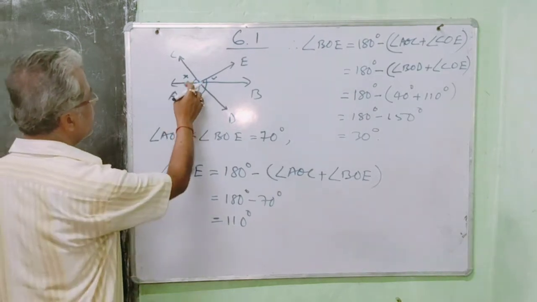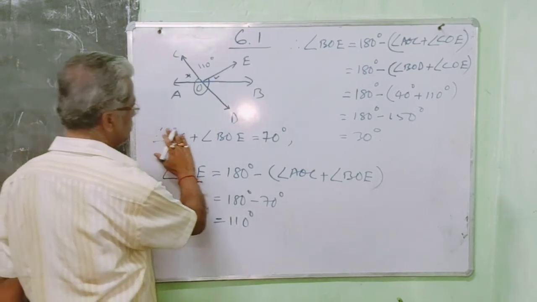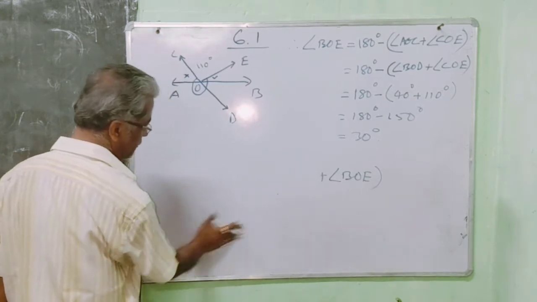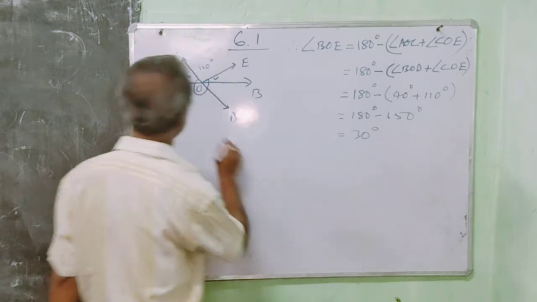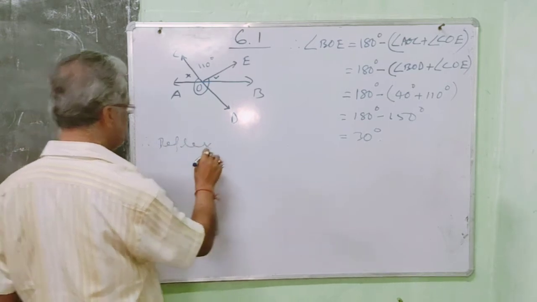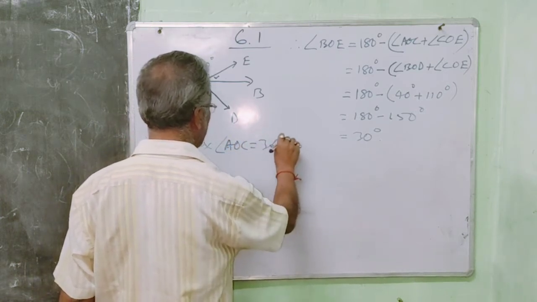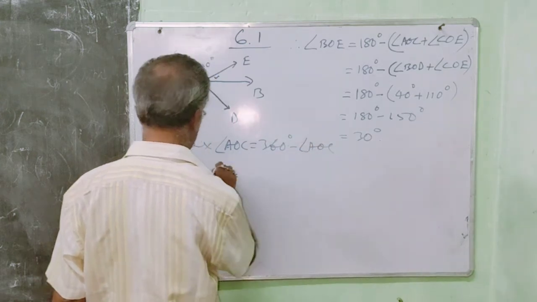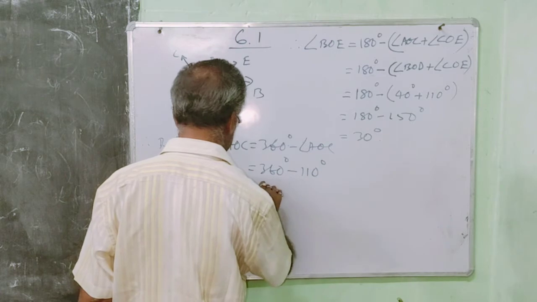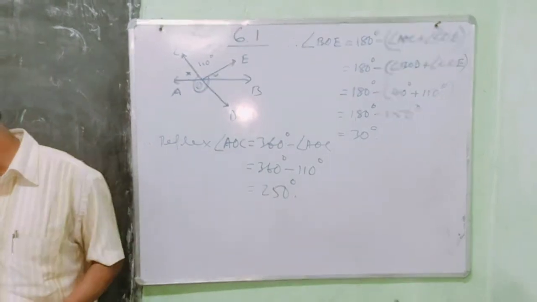Now we have to find reflex AOC. This one we have found already, 110 degrees. So what will be reflex AOC? Reflex AOC will be 360 degrees minus this one. Reflex AOC is equal to 360 degrees minus AOC. So 360 degrees minus 110 degrees is equal to 250 degrees. So this is the answer of question number one.